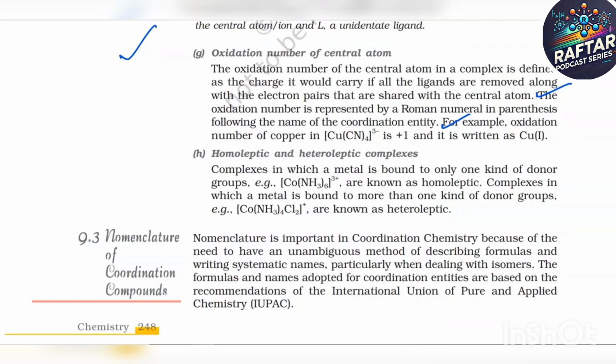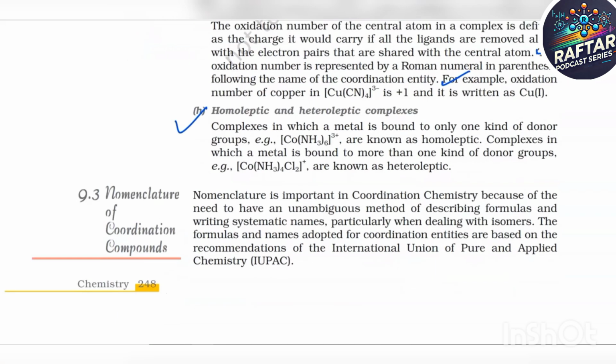Homoleptic and heteroleptic complexes. The complexes in which a metal is bound to only one kind of donor groups, for example [Co(NH3)6]3+, are known as homoleptic complexes. Those in which a metal is bound to more than one kind of donor groups, for example [Co(NH3)4Cl2]+, are known as heteroleptic.